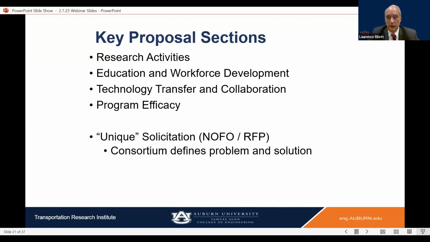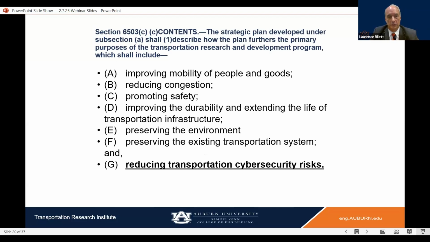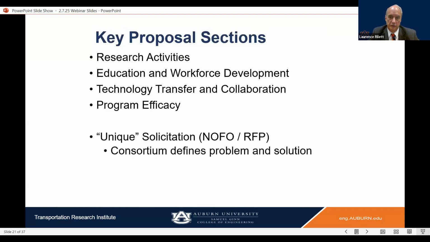With the UTC program, it's a little bit different in that the consortia or the universities put in proposals where they define the problem and they define the solution. So they could say, we're going to do safety, and here are the safety issues that we're interested in our region, and here's the research and workforce development that we're going to do to solve that problem. So it's a little bit different way of writing proposals than some of the things you may be used to.